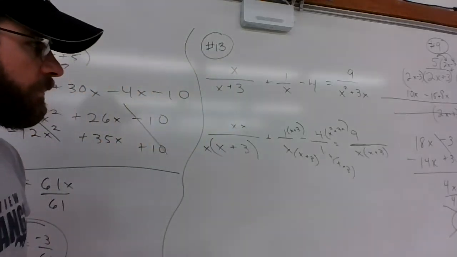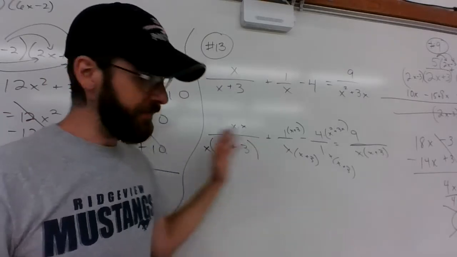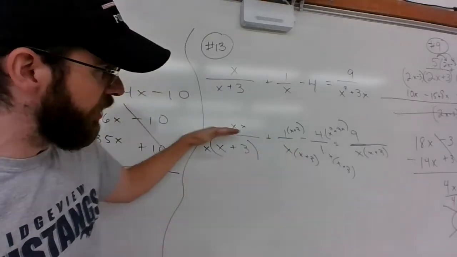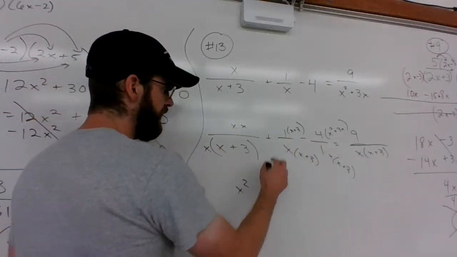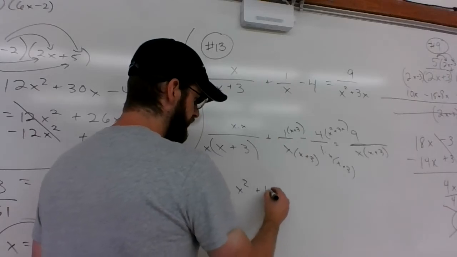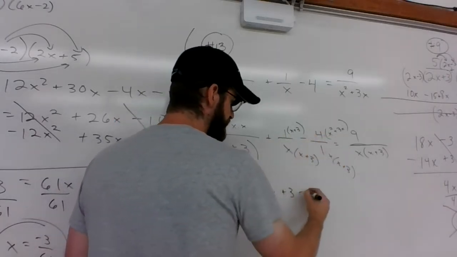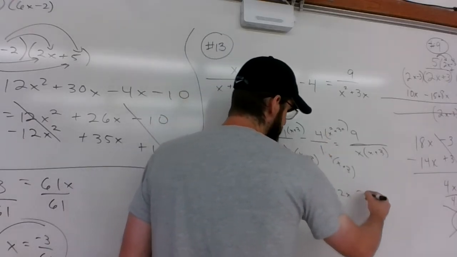All right, so everybody on the left has got x times x plus 3. Everybody on the right has the same thing. So you therefore can ditch the denominator and just solve whatever the numerator is reading out to us. So here's x squared. Here's 1 times x. Here's 1 times 3. Here's negative 4 times x squared. Here's negative 4 times 3x. And then all that is set equal to 9.